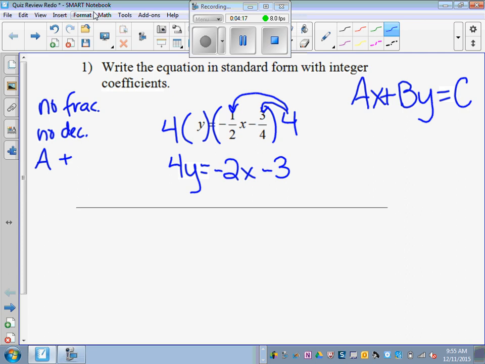Okay. So my x is negative, and it needs to be on the left side. So let's first move it around. What do I need to do to move it? Right, we need to get our 2x over by doing the opposite and add it to both sides. Can I combine 2x and 4y? No, a lot of you are still combining things that weren't like terms. So we have 2x plus 4y equals negative 3. Is my x positive? Yeah. Are there fractions? No. Are there decimals? No. So we're good. That's our answer. That's all you have to do.